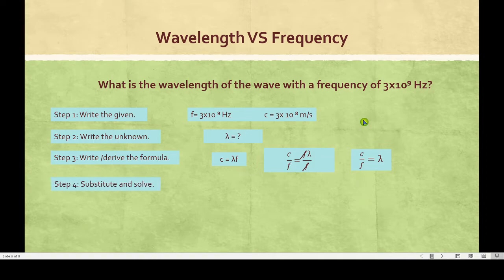Okay, so step 4 is to substitute and solve. This is the last step.